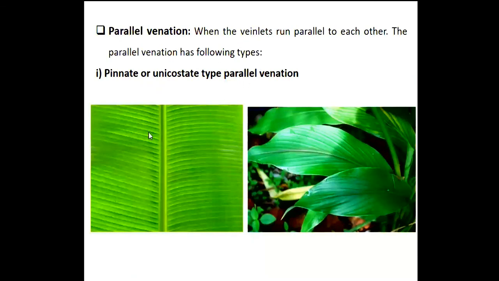And what happens in case of parallel venation? This is the unicostate, uni meaning single midrib, and like the pinnation, the lateral veins are growing. So this is pinnate or unicostate type parallel venation. You get me, students? I think you get the point. Here in the right figure, we also find a central midrib. This one is the central midrib, and the others grow laterally.